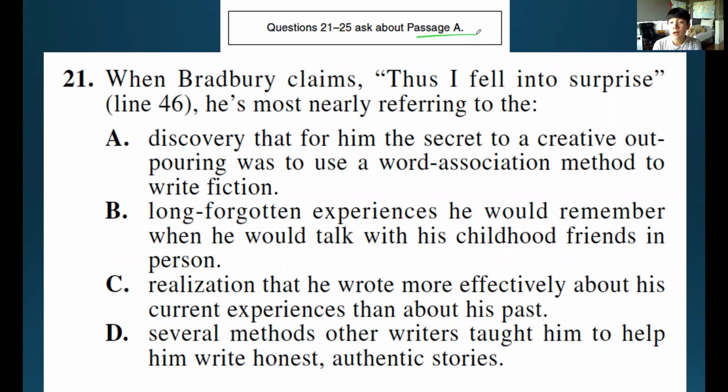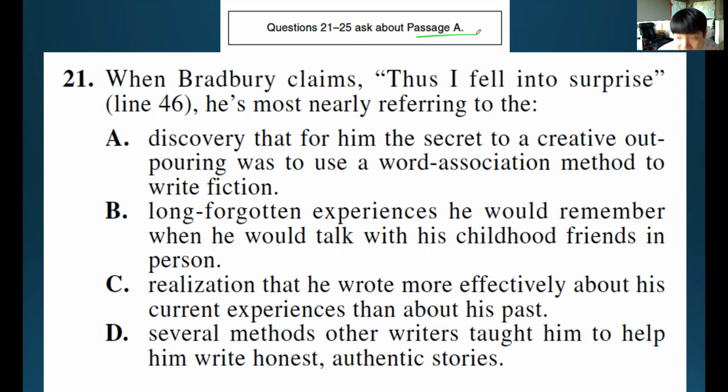You're doing yourself good if you're reading the one passage and not distracting yourself. Let's look at question 21. When Bradbury claims, "Thus I fell into surprise," in line 46, he's most nearly referring to the... This gives you a line number, so we're fine. We don't have to fret about this. "Thus I fell into surprise. I came on the old and best ways of writing through ignorance and experiment, and was startled when truth leaped out of bushes like quail before gunshot."